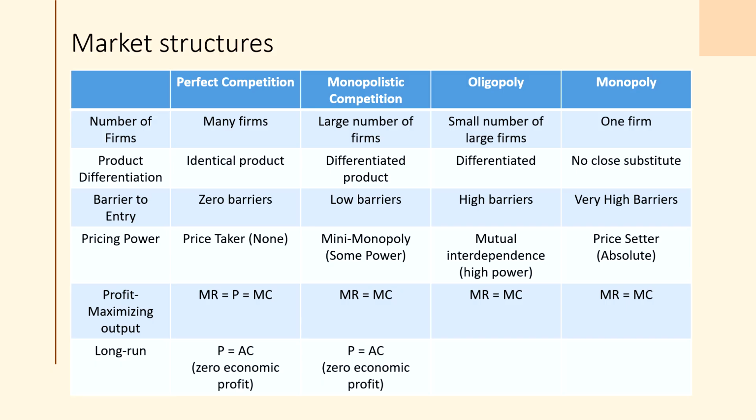Oligopoly has a small number of big firms with strong interdependence. Firms must consider rivals' reactions. Monopoly has one firm with no close substitutes and strong barriers to entry. The firm has full pricing power. Across all structures, firms use the rule: marginal revenue equals marginal cost. However, the level of competition determines pricing, output, and long-run outcomes.